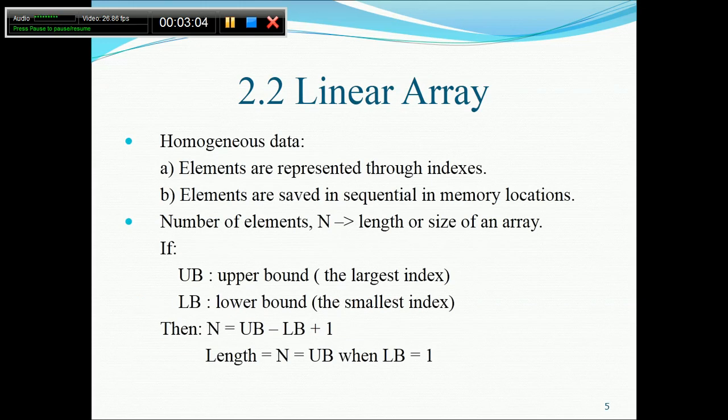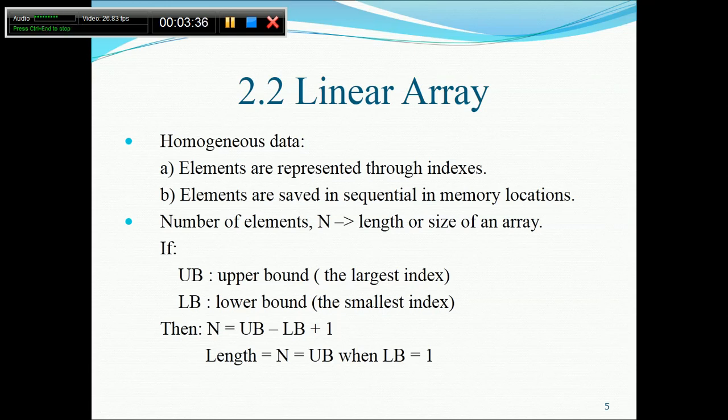Come to the linear array. It is homogeneous data. This means one type of data can be stored inside an array. Suppose it is an integer array, it is only meant to store integers. Now, elements are represented through indexes. Elements are saved in a sequential memory location, that we already know. To represent a particular element we have indexes, and they are stored in a sequential memory location. Sequential means, suppose it is an integer array, 1000, 1004, in this particular pattern.